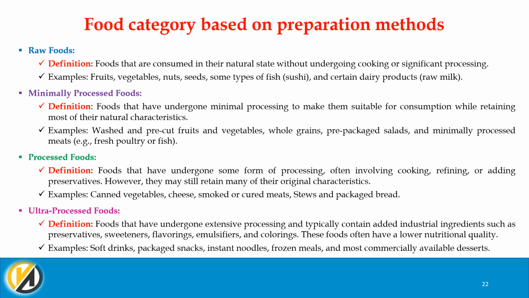The last one is ultra-processed foods. These are foods that have undergone extensive processing and typically contain added industrial ingredients such as preservatives, sweeteners, flavorings, emulsifiers, and colorings. These foods often have lower nutritional quality. Examples of these products include soft drinks, packaged snacks, instant noodles, frozen meals, and most commercially available desserts. These food products are actually discouraged by many nutrition professionals as a risk for many non-communicable diseases.